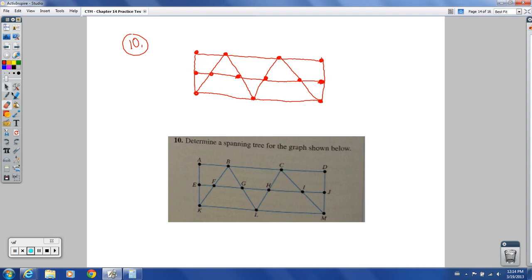And oh yeah, I want to draw on the vertices too. So A, B, C, D, E, F, G, H, I, J, K, L, M.